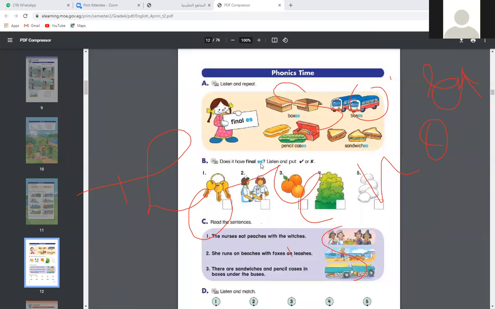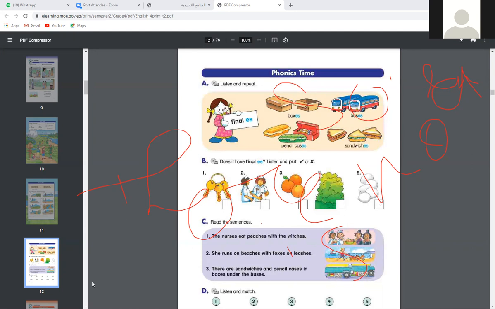Does it have final ES? Listen and put right or wrong, or true or false. Number 1, keys. The plural of keys, do I put S or ES? Yeah, S. So I put here wrong or false. Nurses. It has final ES. I put ES to make it plural. Orange. Yeah, I put ES. Bushes. I put ES. Eggs. Do I put ES to make it plural or not? No, I put just S to make it plural.